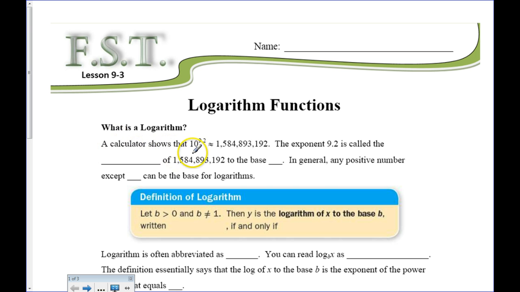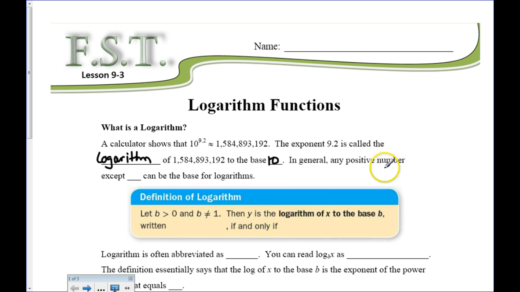A calculator shows that 10 to the 9.2 is about this big number. The exponent 9.2 is called the logarithm. The base is 10.